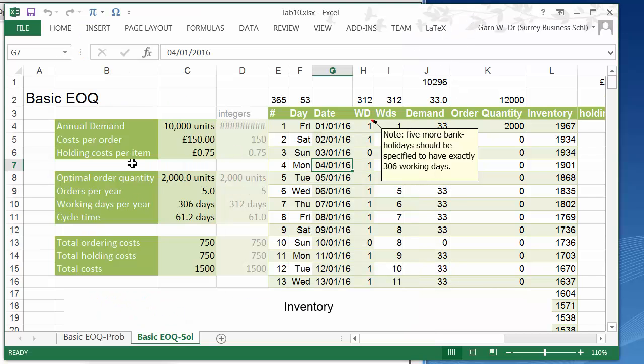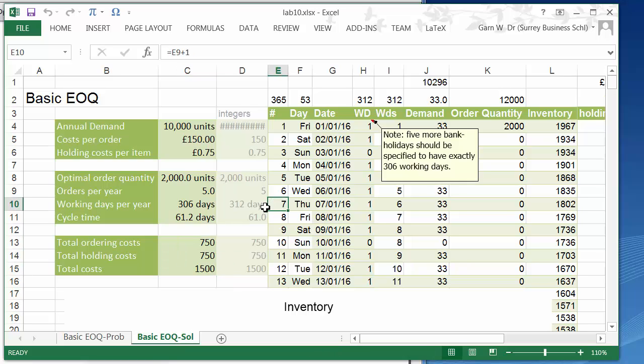Okay, so our first task is this one. So what are we going to look at? We are going to determine the optimal order quantities, how many orders we have got per year. Well, then we need to figure out what are the working days per year, so that we get the cycle time when to place an order. And then we have a look at what are the ordering costs in total.